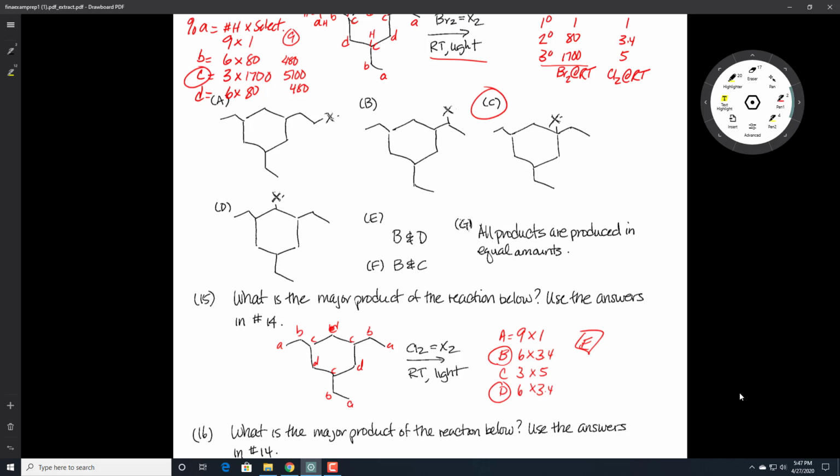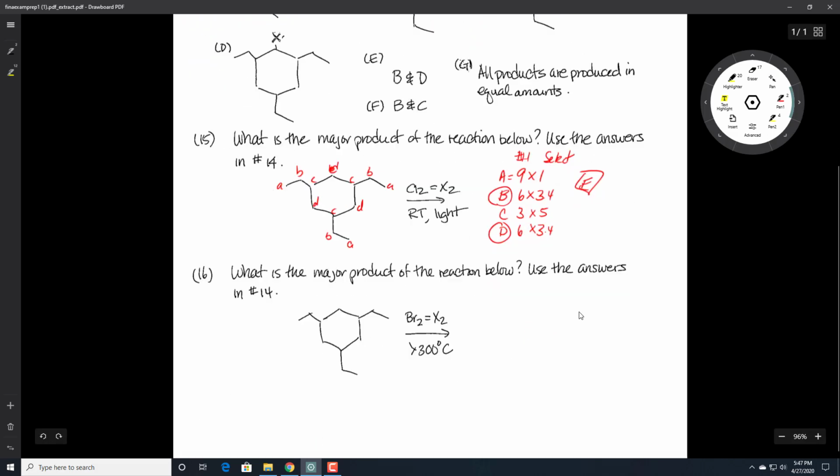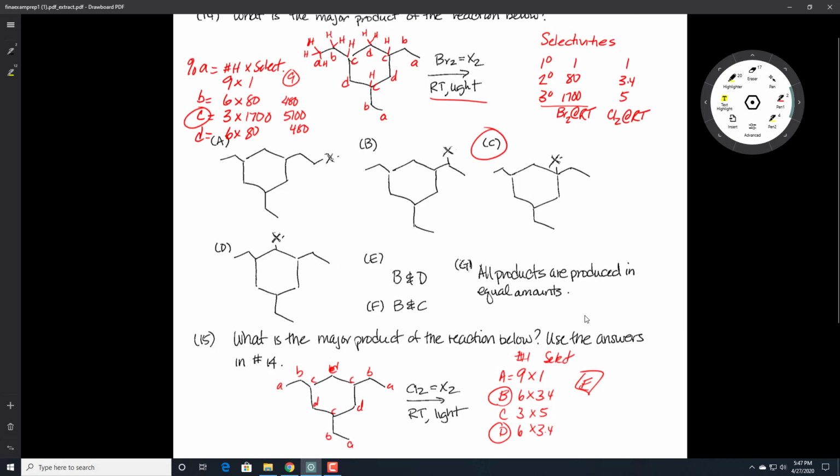So again, what I'm doing is I'm taking the number of hydrogens and multiplying it by the selectivity of what kind of hydrogen that is, whether it's primary, secondary, or tertiary. So then it says, what's the major product of the reaction below at greater than 300 degrees Celsius? If we go back up to our selectivities, the selectivities become 1 to 1 to 1 at greater than 300 degrees Celsius for any halogenation.